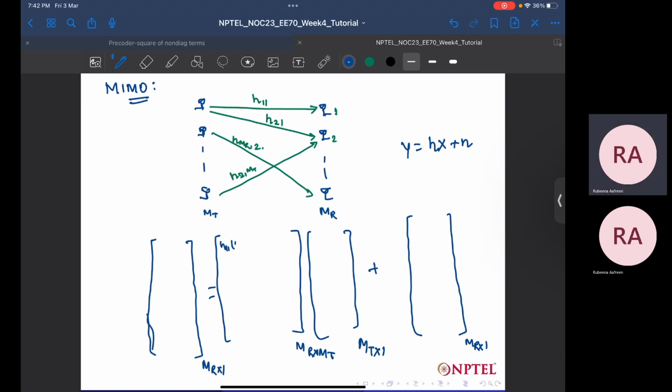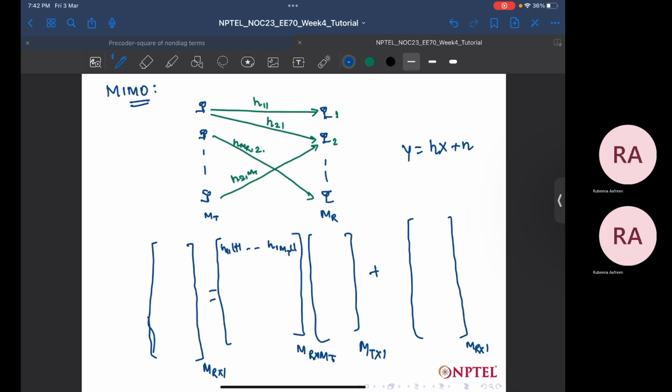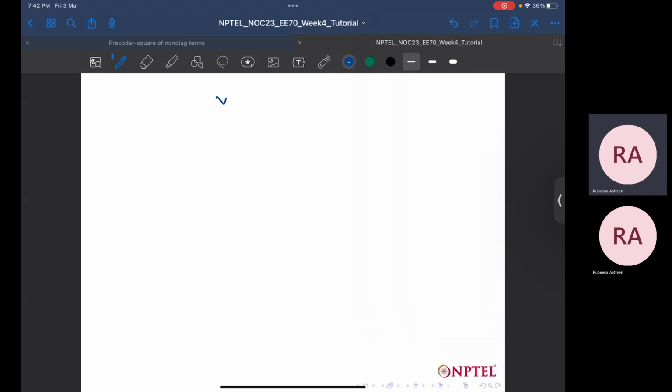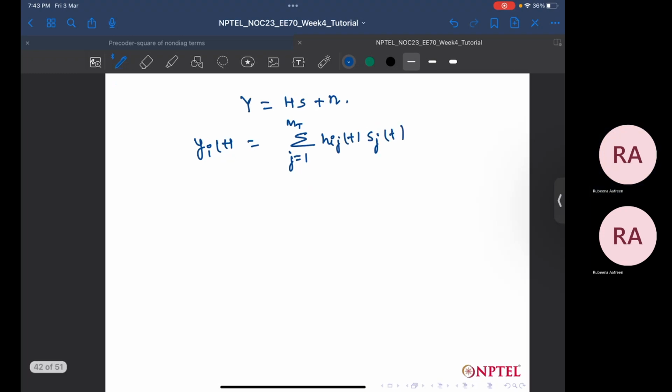Right. This would be H11(t), H1MT(t), likewise HMR1(t), HMRMT(t). So since matrices are involved, we will write y equals Hs plus n. So at any receiver i, suppose yi(t) is summation j equal to 1 to MT, hij(t) into sj(t). You can see here.